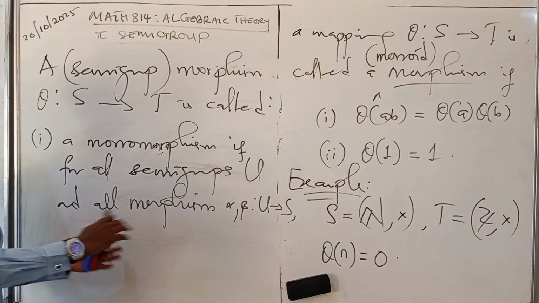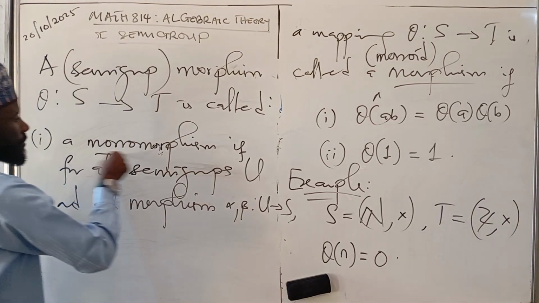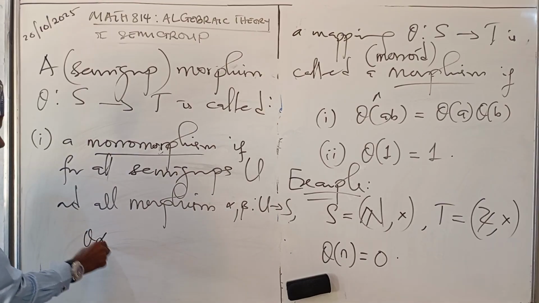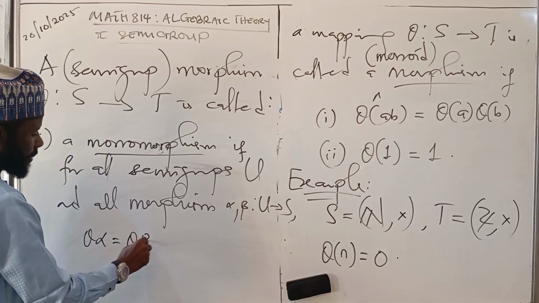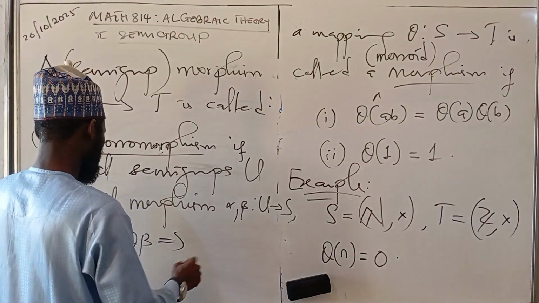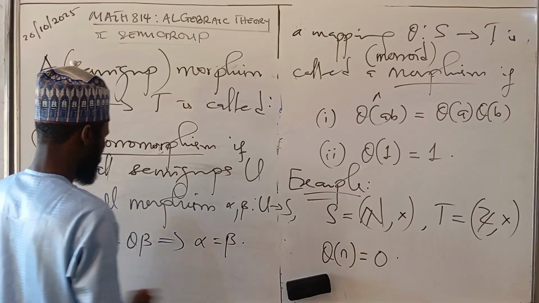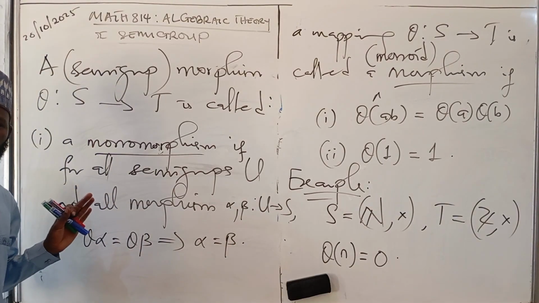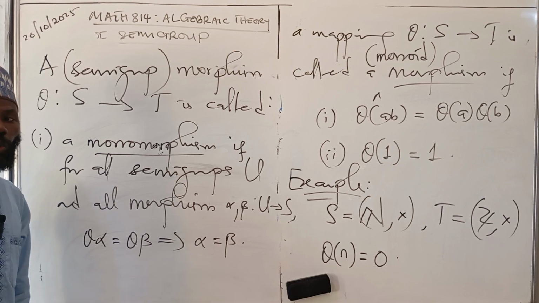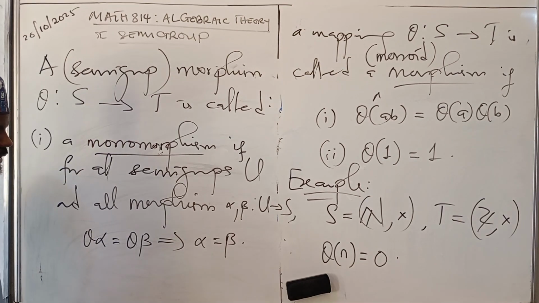So this is a categorical definition of monomorphism. It is true that, if we do the composition, theta after alpha is equal to theta after beta, this implies alpha is equal to beta. So if you can cancel theta from the left, then theta is a monomorphism.